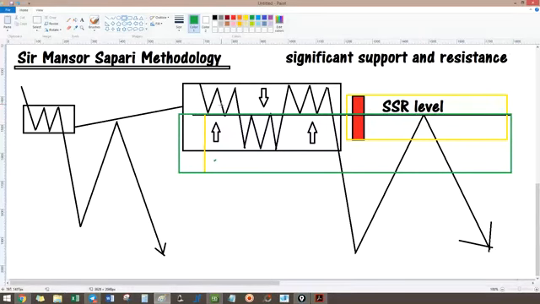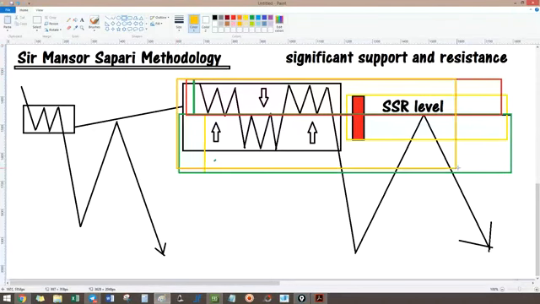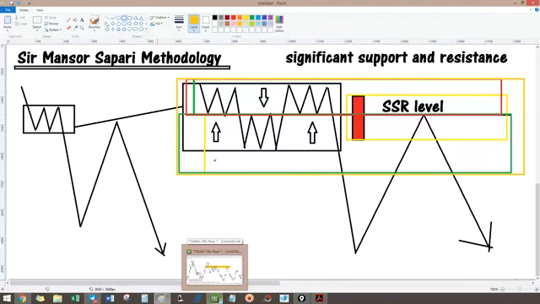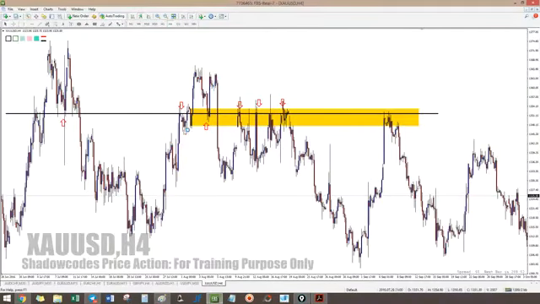Or you can also take, if you have something like this, shadow like this, you can also take this level. Or you can take this body, or you can take the whole shadow to shadow area. So that depends on what you see, as long as you are having a trade here. So train your eyes to see this kind of setup.